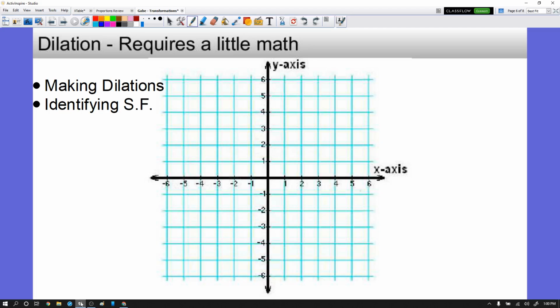All right, talking about dilations. Dilations are whenever you have a pre-image and you're either making it bigger or you're making it smaller. The way you can do that is by using a scale factor.